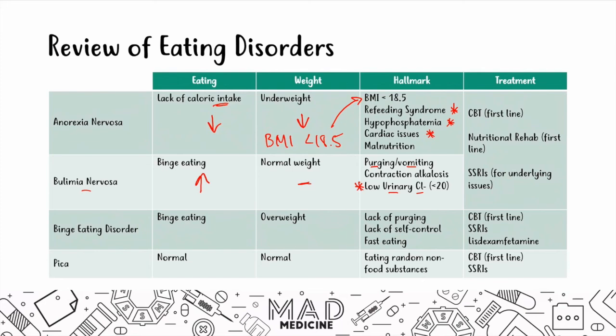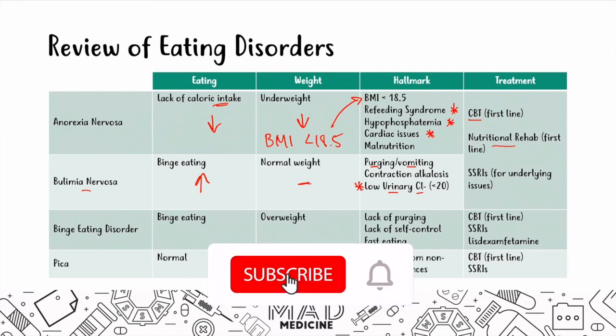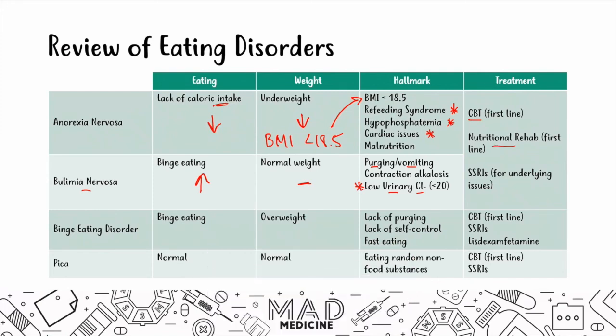Now, for both of these, anorexia and bulimia, first-line treatment is cognitive behavioral therapy and nutrient rehabilitation. You can also use SSRIs for any underlying issues. In binge eating disorder, they're going to eat a lot. They're going to have binge eating. They're going to be overweight for sure because there are no compensatory mechanisms like purging. These patients are going to have lack of self-control. That's very important. They're going to eat really fast, increasing their weight and putting them at higher risk for diabetes.